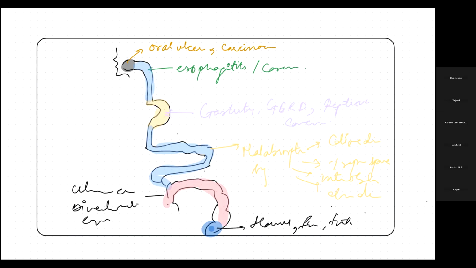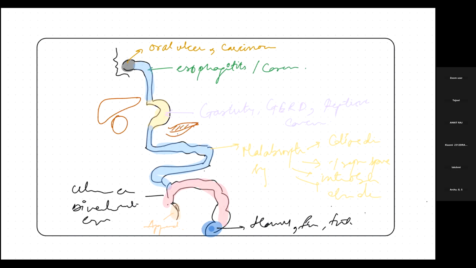So what disease can we expect in this appendix? All of us know that it is appendicitis. Now, except this complete GIT tract, we know there are certain accessory organs involved over here. What are those? Those are the liver, gallbladder, and pancreas. So these are the accessory organs over here, isn't it?